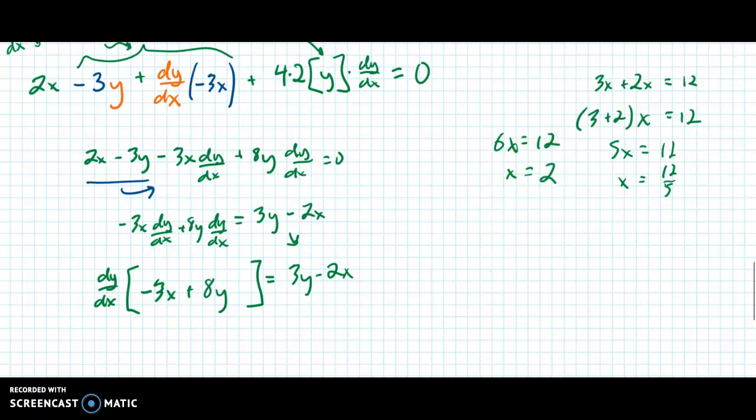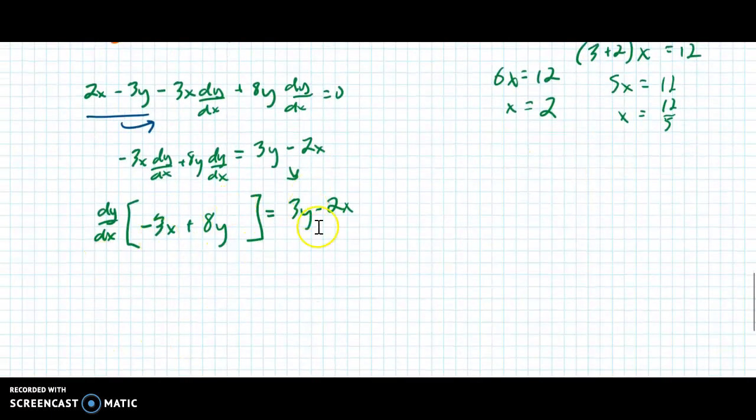2. I don't even know if I said 2. Anyway, I divided by the 6 on both sides to get the 2, right? So here, what I'm going to do is divide by the brackets on both sides. So I'm going to divide by negative 3x plus 8y. Do it on the left side, do it on the right side.